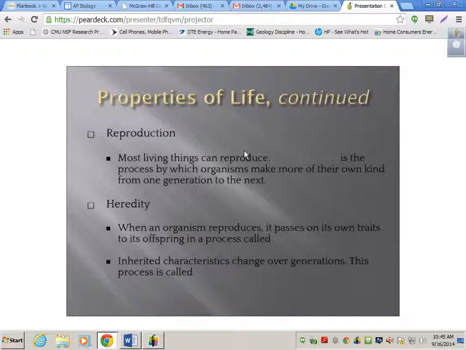Okay? So inherited characteristics change over generations, and if they change over generations, we call this evolution. So the last one should be evolution. When I talk about inherited characteristics changing over time, if you hear the term change over time, I'm referring to evolution, which involves heredity.